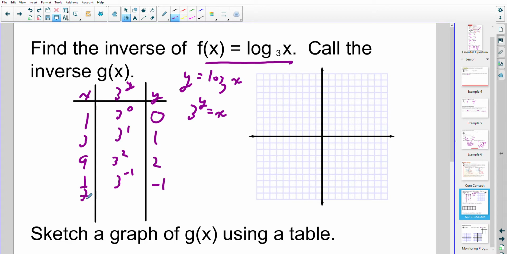So when I go ahead and graph, these points are already in that form: 1, 0; 3, 1; 9, 2; and 1/3, negative 1. That graph looks like this.